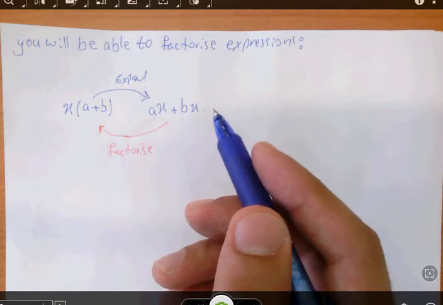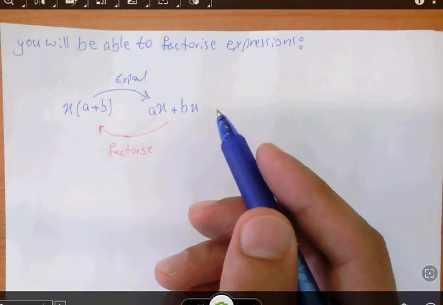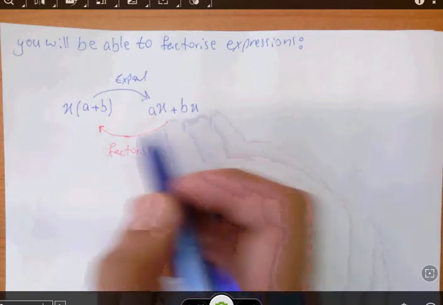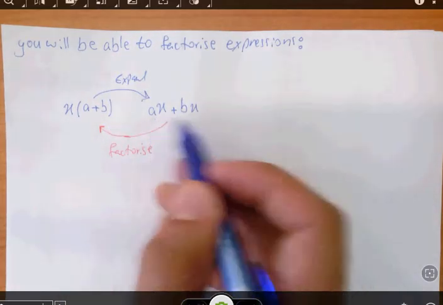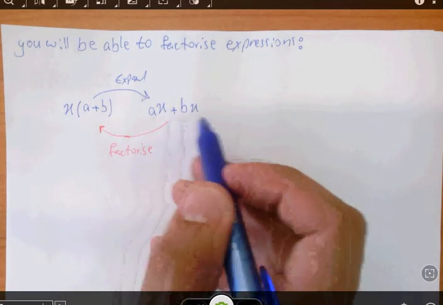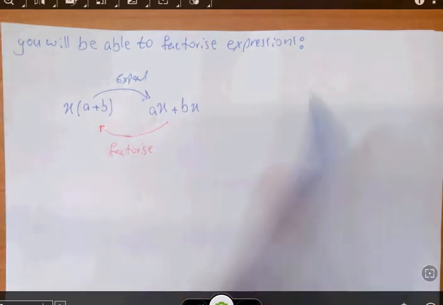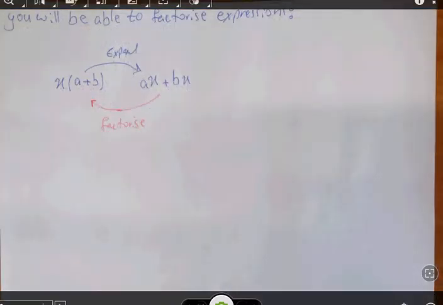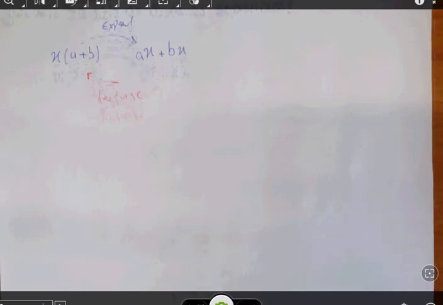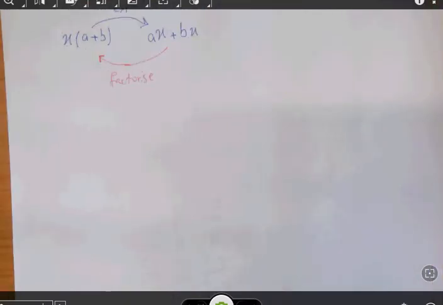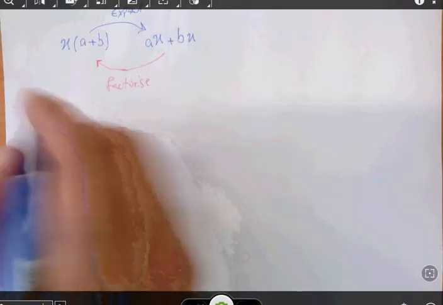I want to actually start with a more difficult situation than this. This is too simple, right? Because I can see what the common factor is that these two terms are sharing. What is the common factor? It's x. Yeah, good. So if I put x outside the bracket, then I'll have a plus b inside the bracket. I'm going to go a bit full speed now, so you have to keep up, yeah? So, okay, factorize.